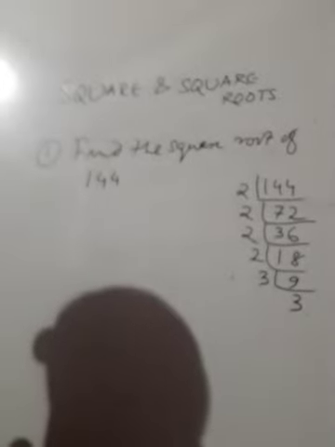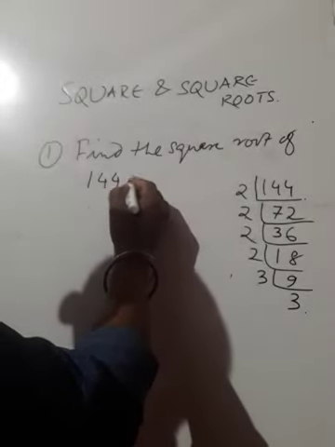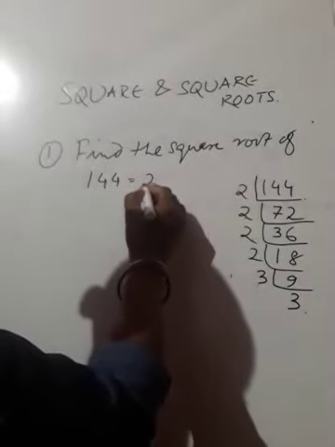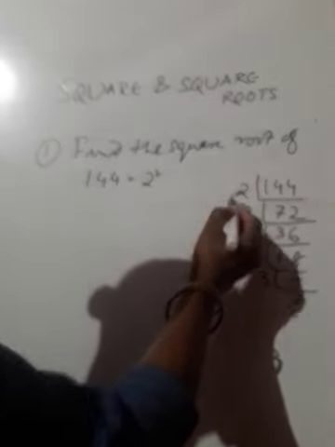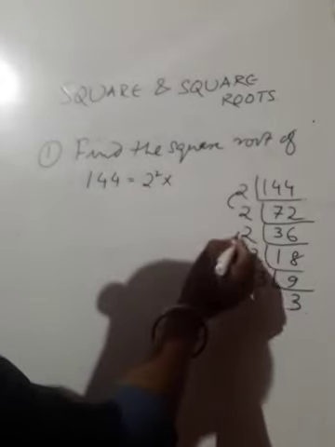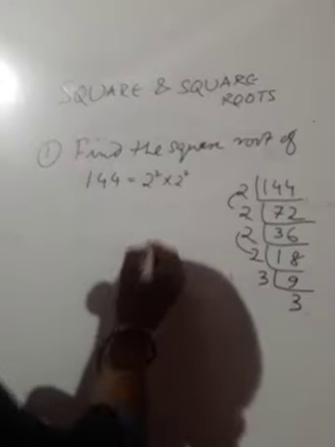So what I do here, I write it in this manner. 2 square, 2 into 2, 2 square, again 2 into 2, 2 square, again 3 into 3, 3 square.